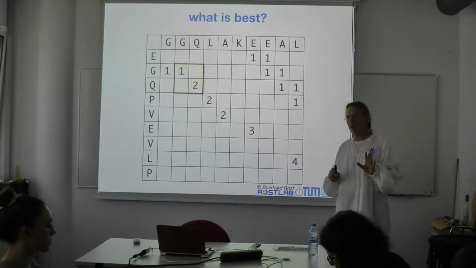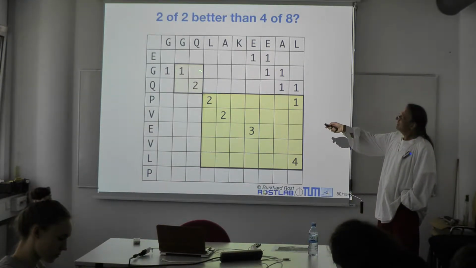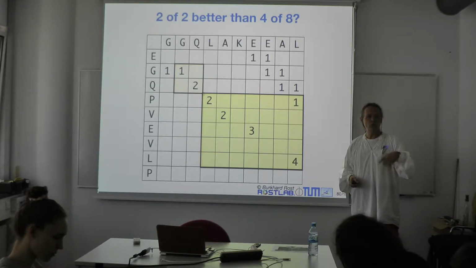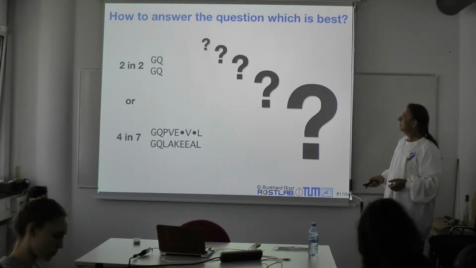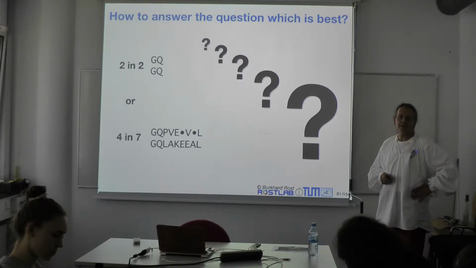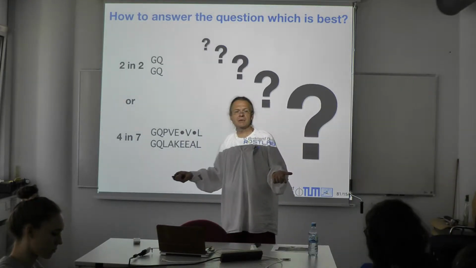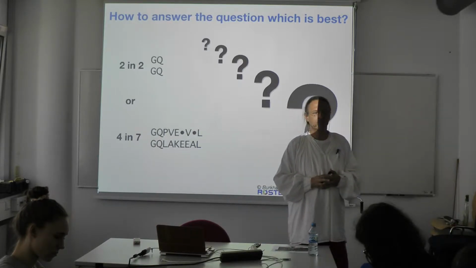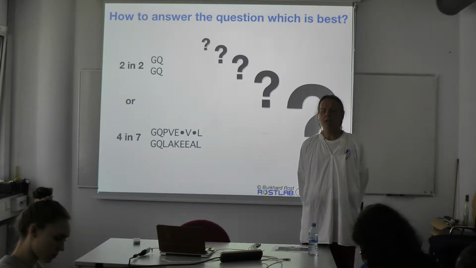That's very clear. The next question, however, is not so clear. Here, if I had this local G and Q, I would have an alignment of 2. And in this alignment of 2, I have 100% matches. If I took the longer alignment here, I would get to an alignment where 4 and 7 are right. So what is better? 2 and 2? Or 4 and 7? Obviously you cannot easily answer that. What would you have to do in order to find out? How could you find out what is better?